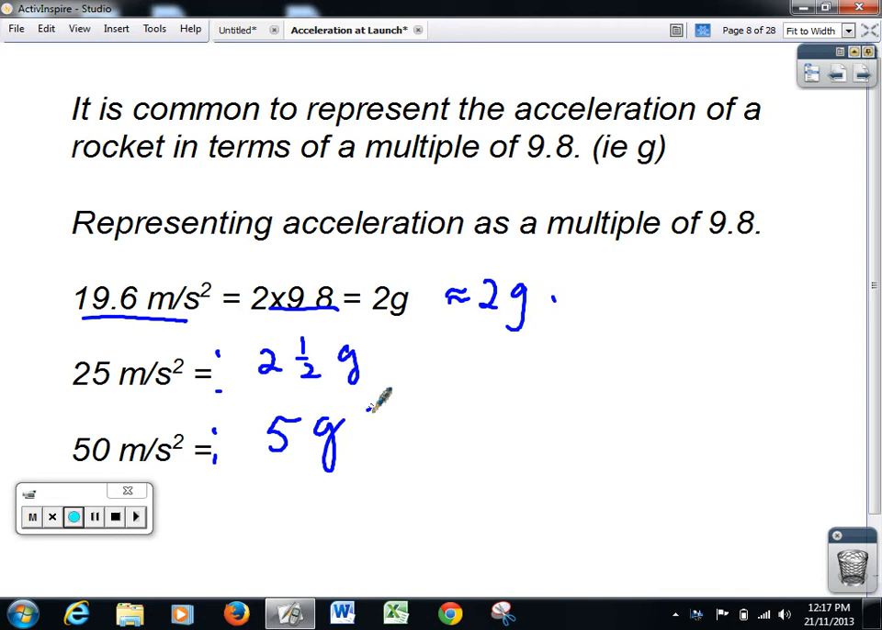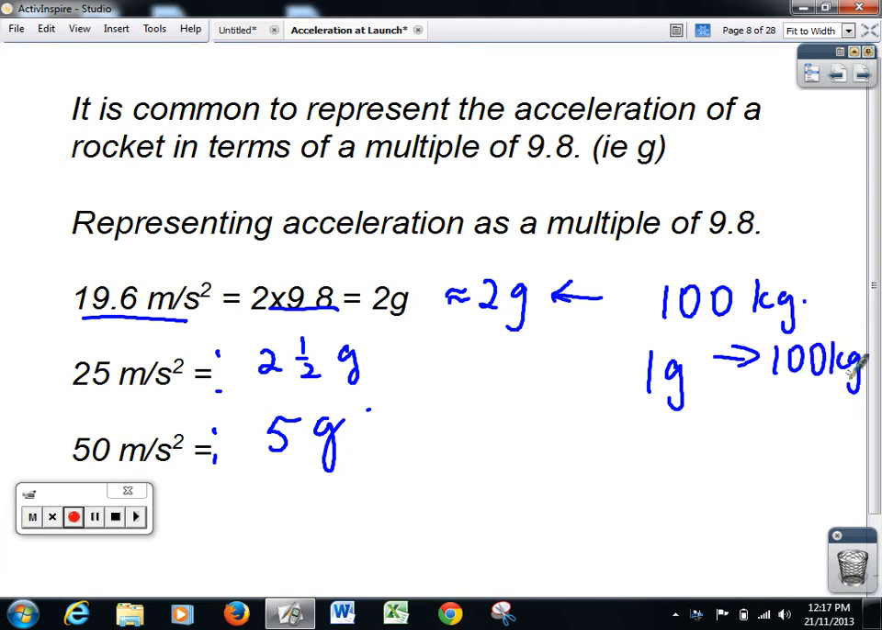If a person experiences 2G, they feel twice as heavy as they would normally. So if a person had, say, a mass of 100 kilograms and they were travelling at a single G, which is on the surface of the Earth, they feel as if they are 100 kilograms. That's their normal weight. If we suddenly accelerate that person at 2G, though they do not change their mass at all, they feel as if they are 200 kilograms. There is no mass change, it simply is an apparent weight change, apparent mass change.